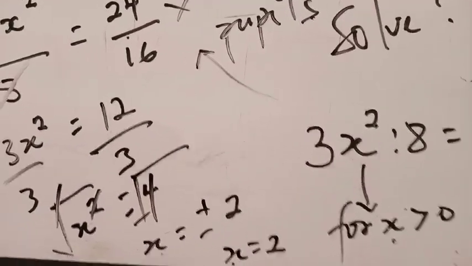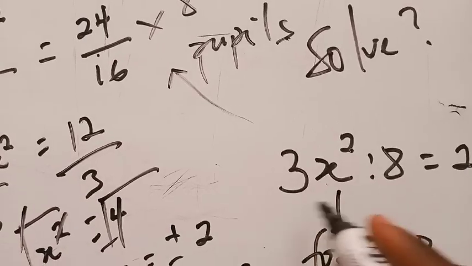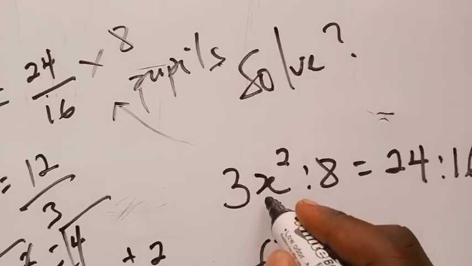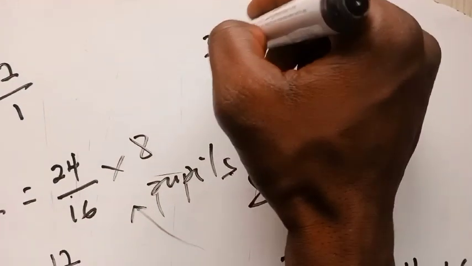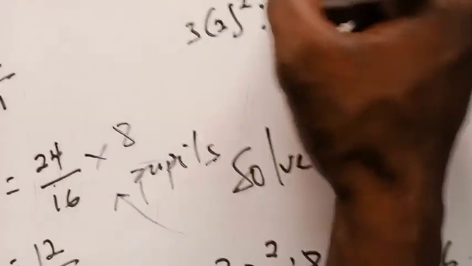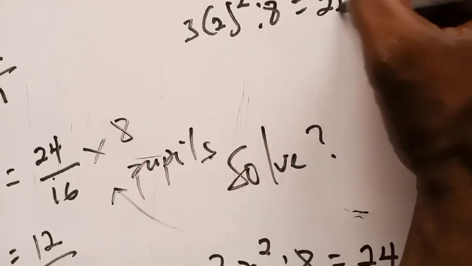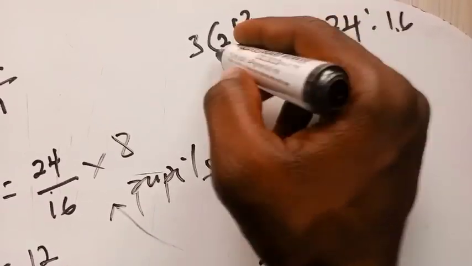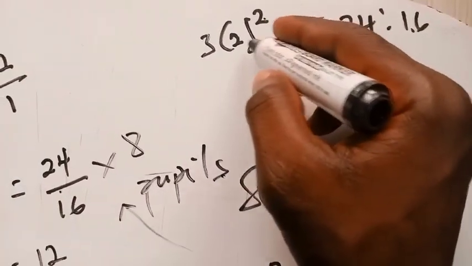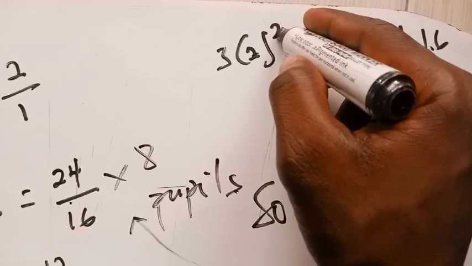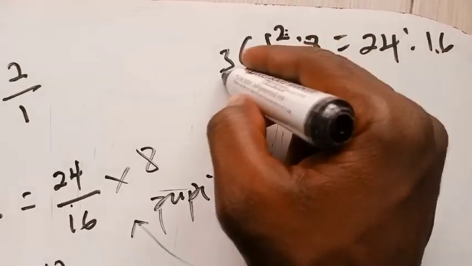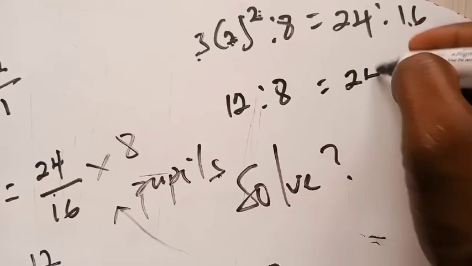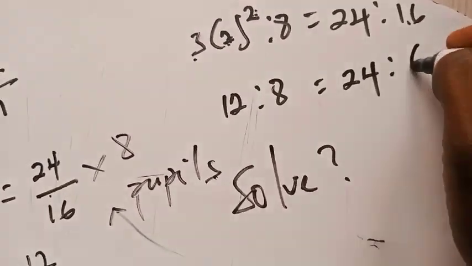So you can verify and see, is it indeed that this is equal to this? How do you verify that? We just plug the 2 into this. So we have 3 into bracket 2 squared equal to 8. Everything here is equal to 24 is to 16. So 2 squared goes to 4, multiplied by that, that's going to be 12 is to 8, and then we have 24 is to 16, right?